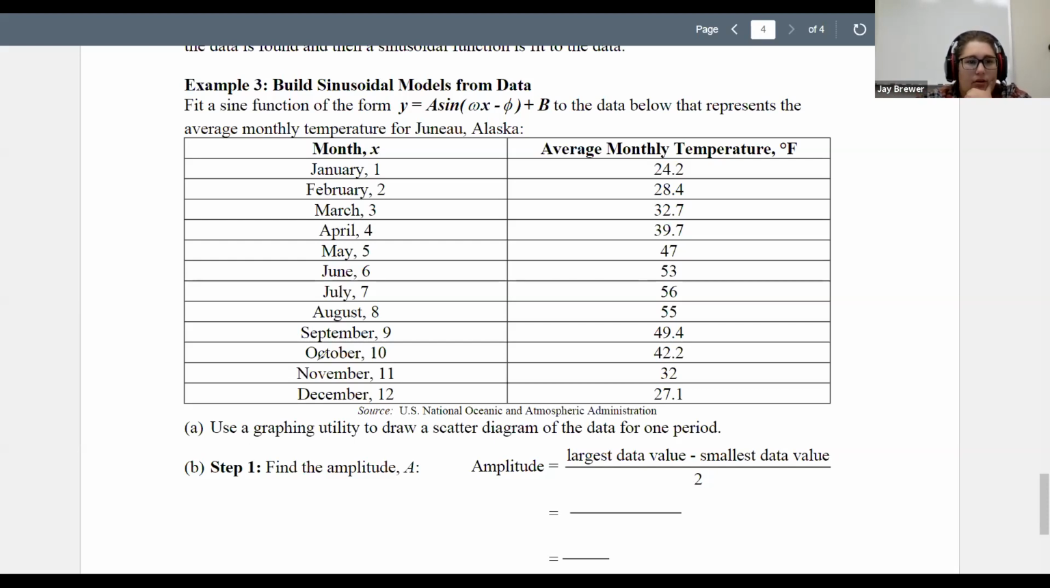Okay, does everyone who chose to write down the problem have it down? Okay, so this was really cool.